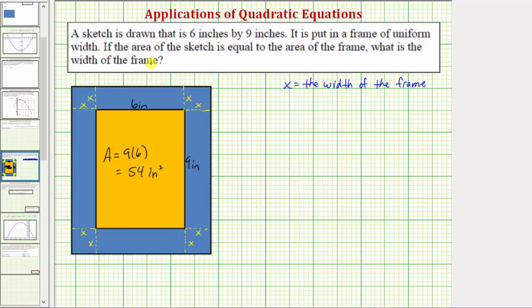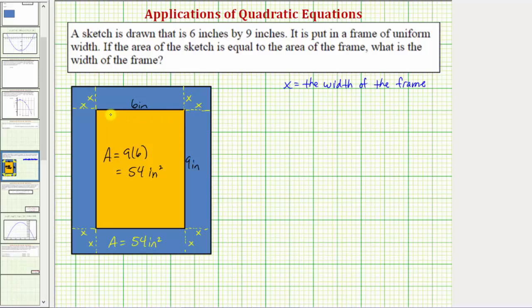Next, we're told the area of the sketch is equal to the area of the frame. We know the sketch has an area of 54 square inches, which means the area of the frame is also 54 square inches. So the blue area equals 54 square inches, and the orange area is also equal to 54 square inches. Now let's work on determining the dimensions of this larger rectangle, which would be the dimensions of the outside of the frame.